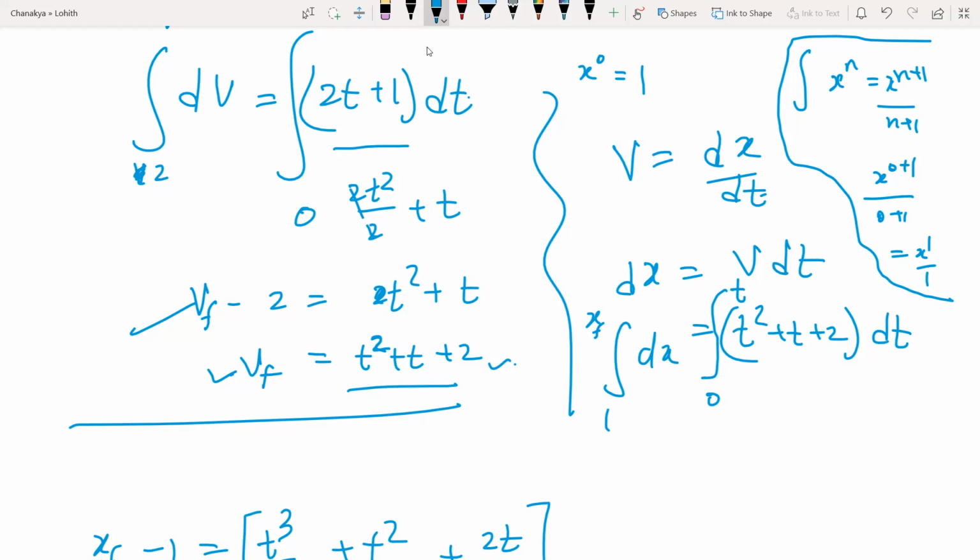Okay. One second, sir. Let me note it. Yeah, sure. Then you give me the answer also. If I keep t equals to 3, is it getting 34? Let's check. I don't think it's 34. I made a mistake here. You didn't put this t here. Yes, sir. t cubed by 3 plus t square by 2 plus 2t.